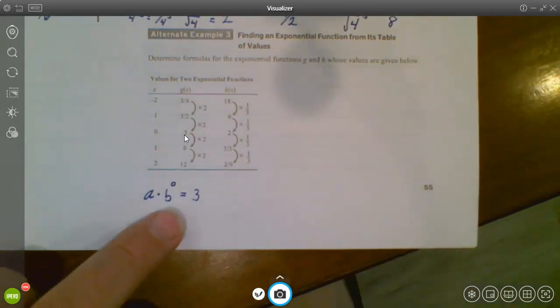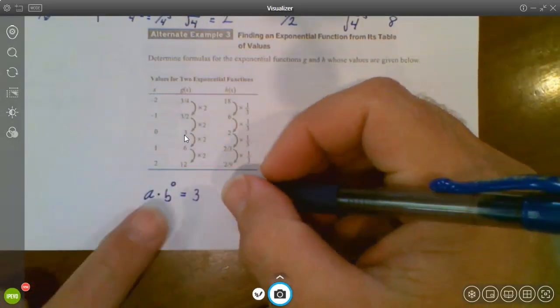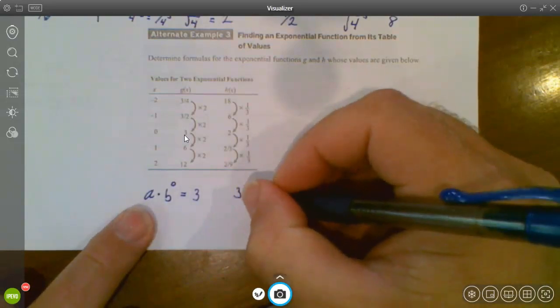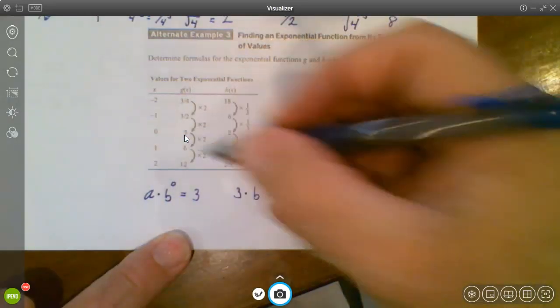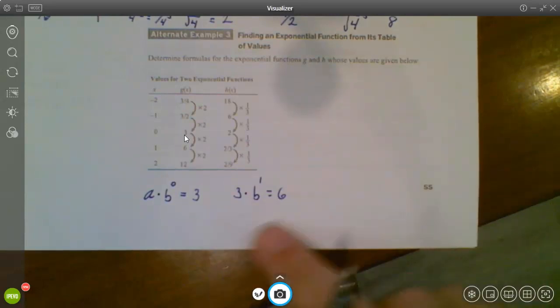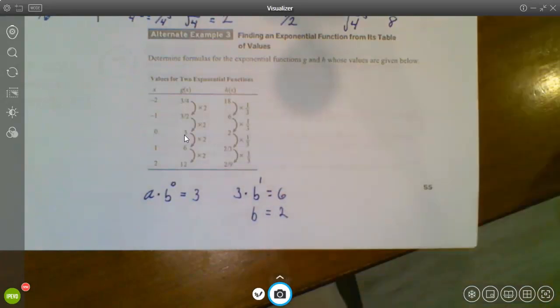And then as far as getting our base, we can look at just the next number in line here. So if we said, well, what if x is a 1? So keep in mind we already now know that a is 3. If we plug in a 1 for x, the result was 6. And so all I would have to do is divide that 3 over, and that tells me my base was 2.